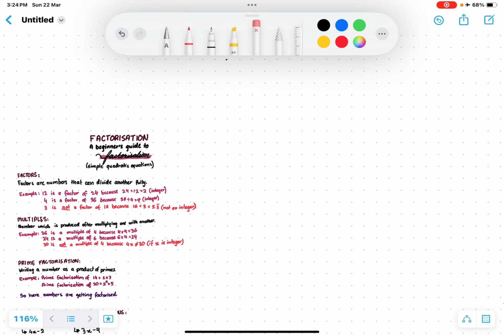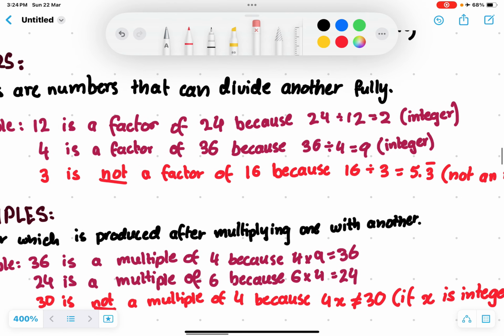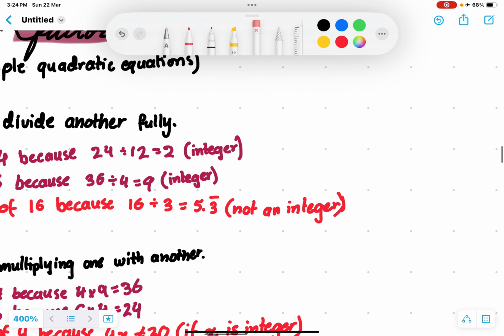Now let's move on to another example of factors. 4 is a factor of 36 because 36 divided by 4 is 9, which is an integer. So 4 and 9 are also factors of 36 because if we write this out, then we get 36 is equal to 9 times 4, and both of these are integers, so both of these are factors. Why? Because we can rearrange and we would get that A over B is equal to C form. Okay, so that's how we know that they are factors.